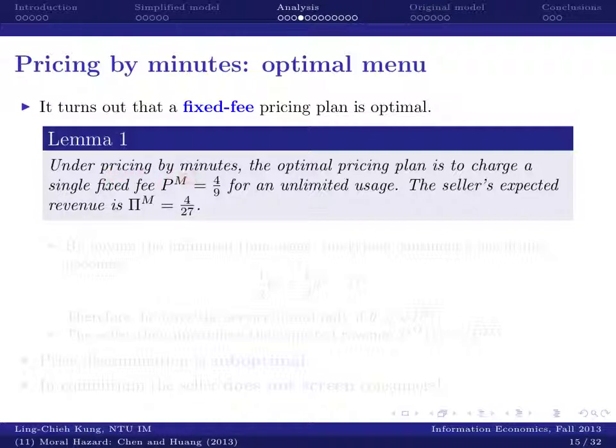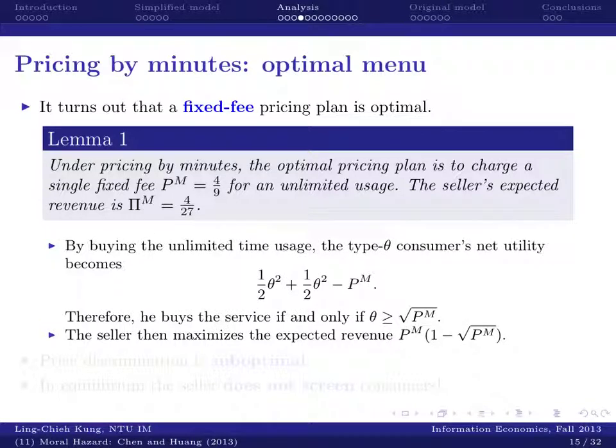When we price by minutes, the optimal solution is to charge a single fee of 4/9, and each one of them can get unlimited usage. In this case, the seller's expected revenue will be 4/27.